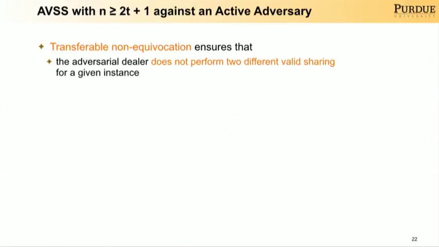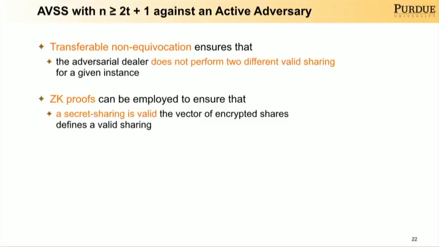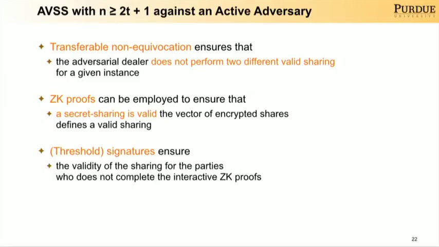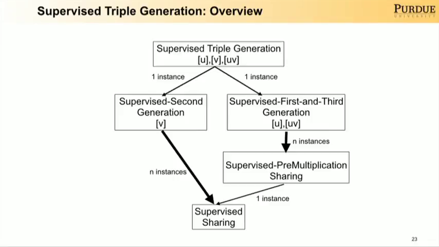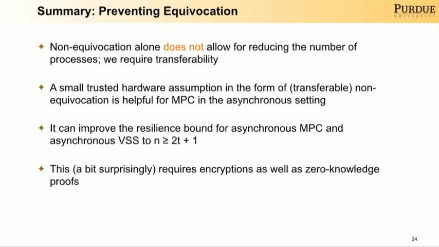Transferable non-equivocation is going to ensure that the adversary does not send two different sharings when it is supposed to send the same sharing. Then we are going to use zero knowledge proofs to ensure that the encryptions we got are for a correct secret sharing, because he may otherwise send some garbage out to all other participants. And finally, we are going to use signatures to reduce the communication complexity. With that, the idea is to develop the whole protocol and build the whole multi-party computation structure on top of that. So in general, what we saw here is that non-equivocation on its own does not allow reducing the number of processes, and we require transferability.